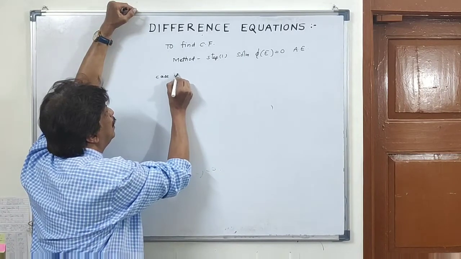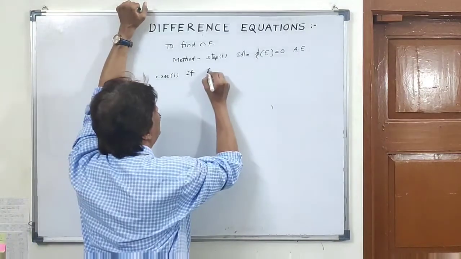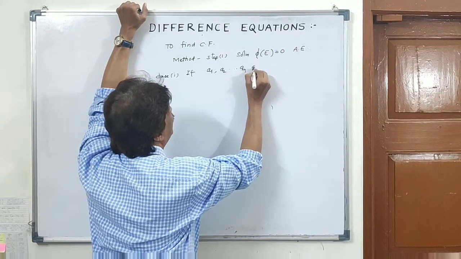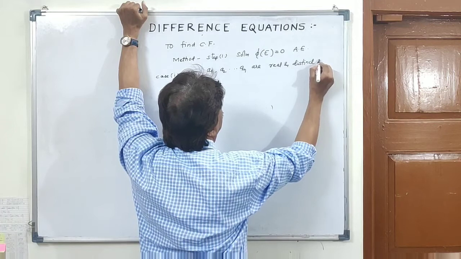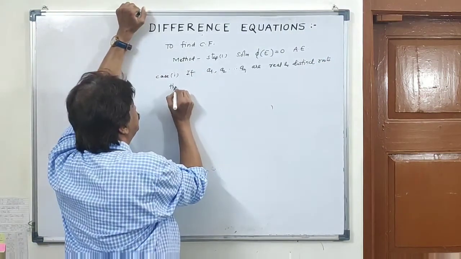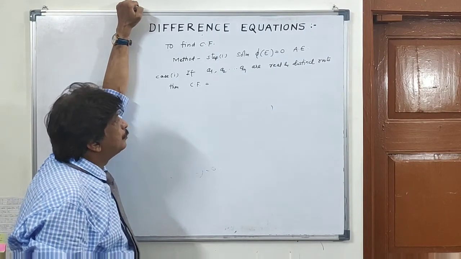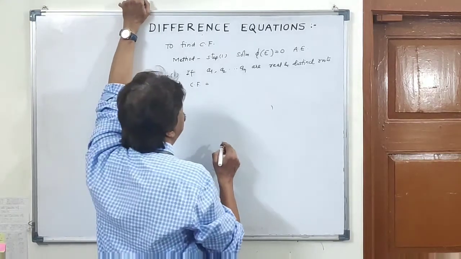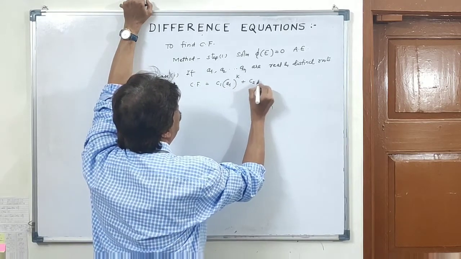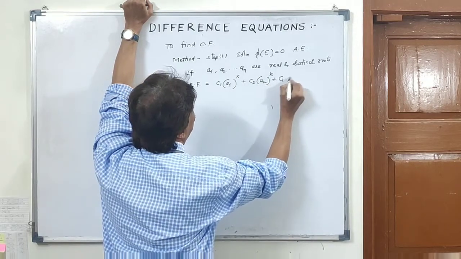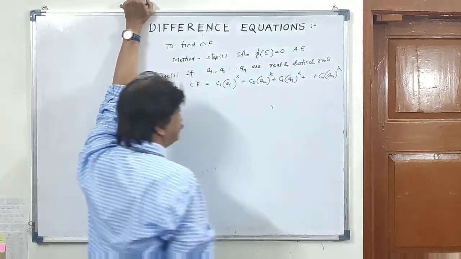Case 1. If a1, a2, a3 and so on up to an are real and distinct roots, then CF is equal to C1 into a1 raised to power k plus C2 into a2 raised to power k plus C3 into a3 raised to power k and so on up to Cn into an raised to power k.